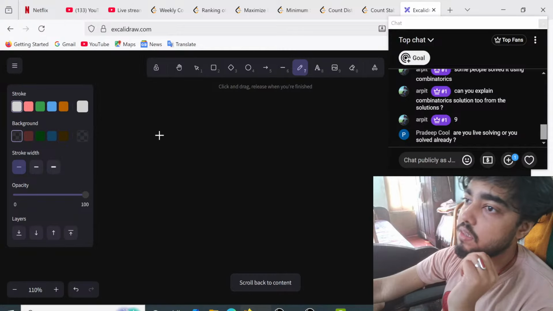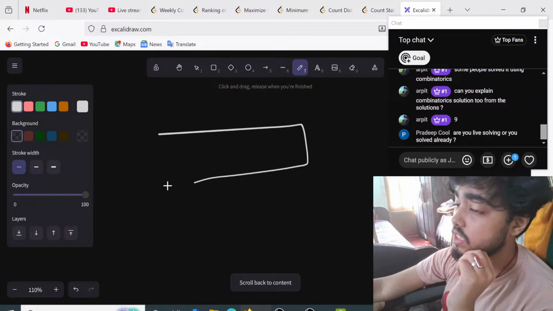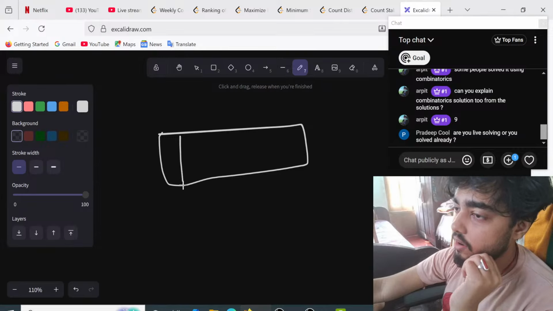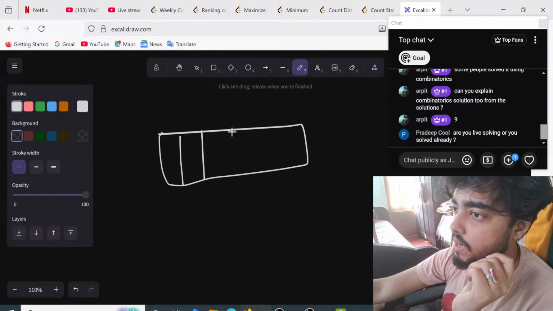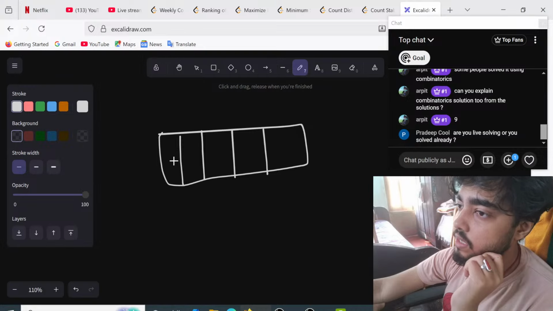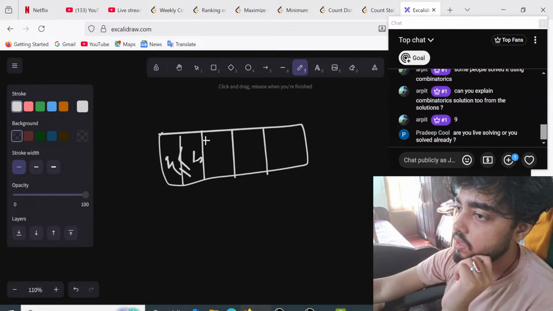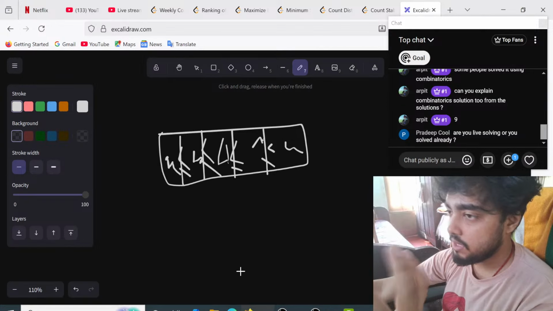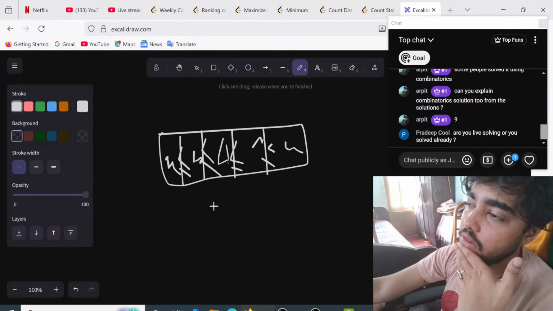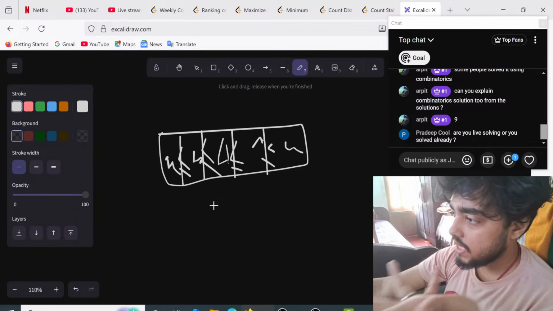Which means, what is a stable subarray? It means that all the numbers are in non-decreasing order. That is, this number is lesser than or equal to this number. It is lesser than or equal to this number. It's lesser than or equal to this number. This is lesser than or equal to this number. Okay, this is what it means. Now, you have to find the number of such segments.